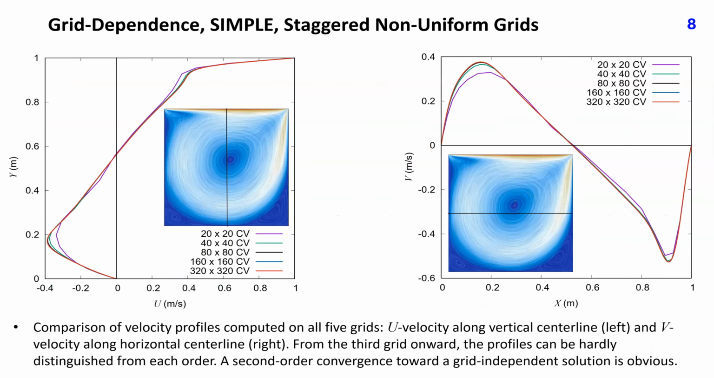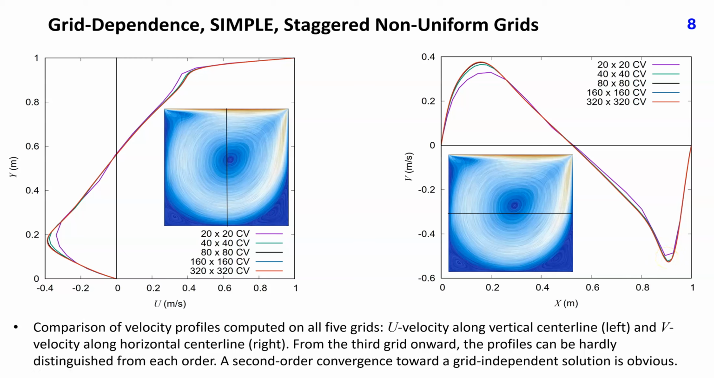These plots show the results of grid-dependent study using simple algorithm and a staggered arrangement of variables on non-uniform grids. See slide 6. The plot on the left shows the comparison of U velocity profiles along a vertical center line computed on all 5 grids. The maximum negative value in the bottom part of the cavity reaches almost 40% of the lead velocity. The plot on the right shows V velocity profiles along horizontal center line computed on all 5 grids. The negative values on the downstream side amount to over 50% of the lead velocity.